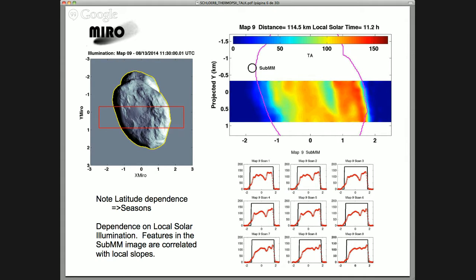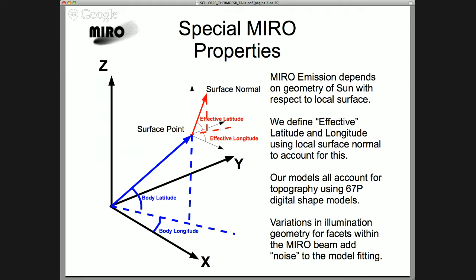Because of that, and because the nucleus geometry is so strange, we do everything in terms of what we call effective latitude and longitude. That is, we look at the surface normal of a local spot in order to define what its orientation is with respect to the sun. And that's what we mean by effective latitude and longitude. All our modeling requires the use of a digital shape model, which is why I have all those OSIRIS people on the MIRO paper. But that works out pretty well.